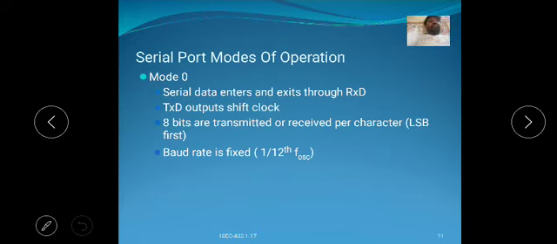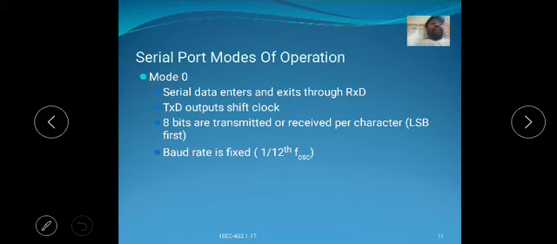First one is mode 0. The serial data enters and exits through the receiver data. The transmitted data outputs shift to the clock. The 8 bits are transmitted or received per character, LSB first.